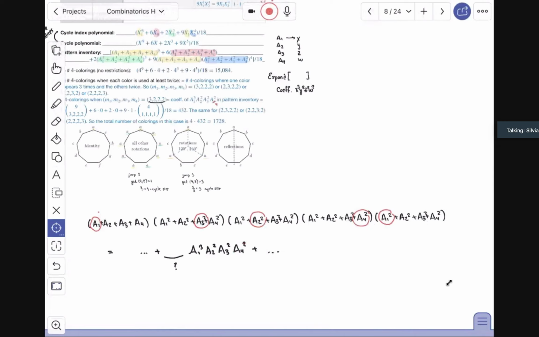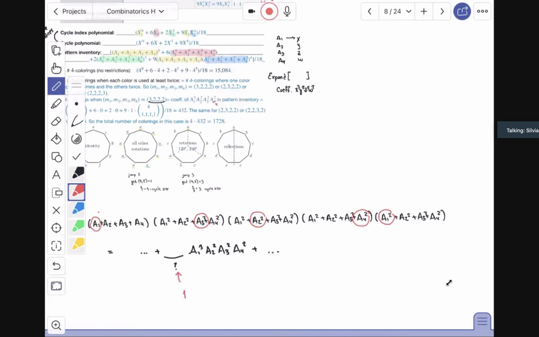So what I'm saying is that the only way to get one of these terms is I must choose A1 from this one, because all of these already come with the squares, right? So the only way that I can make an A1 cube is if I choose A1 from here and A1 squared from one of these. But then I also need to choose an A2 squared from one of these, an A3 squared from one of these, and an A4 squared from one of these. Okay? So from here, I'm forced to use A1. So that's where the 1 comes from.